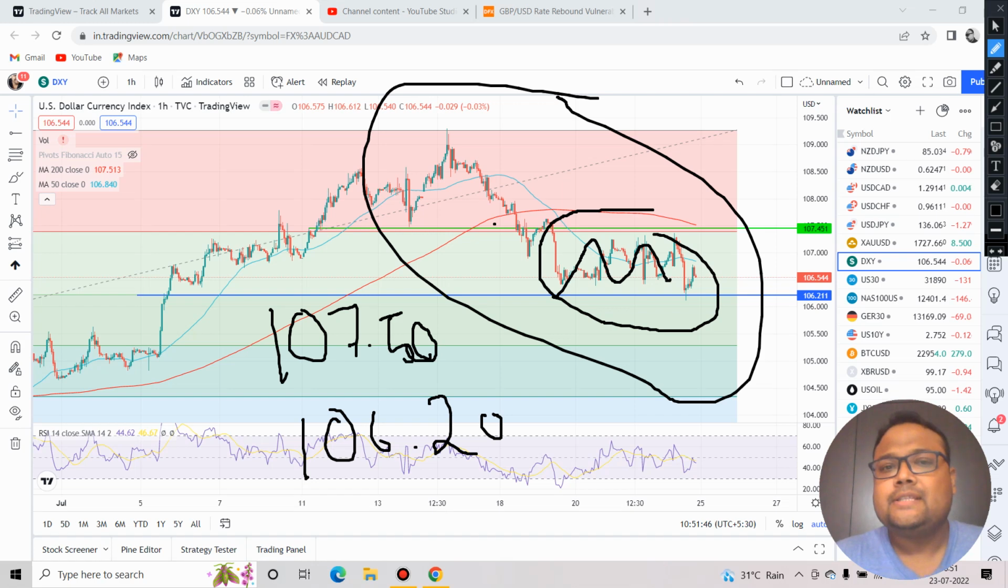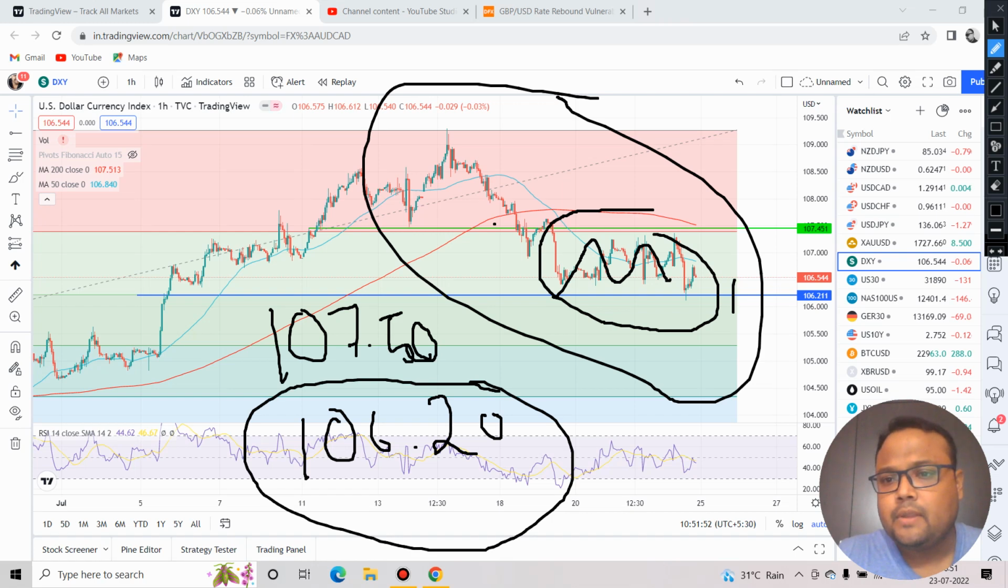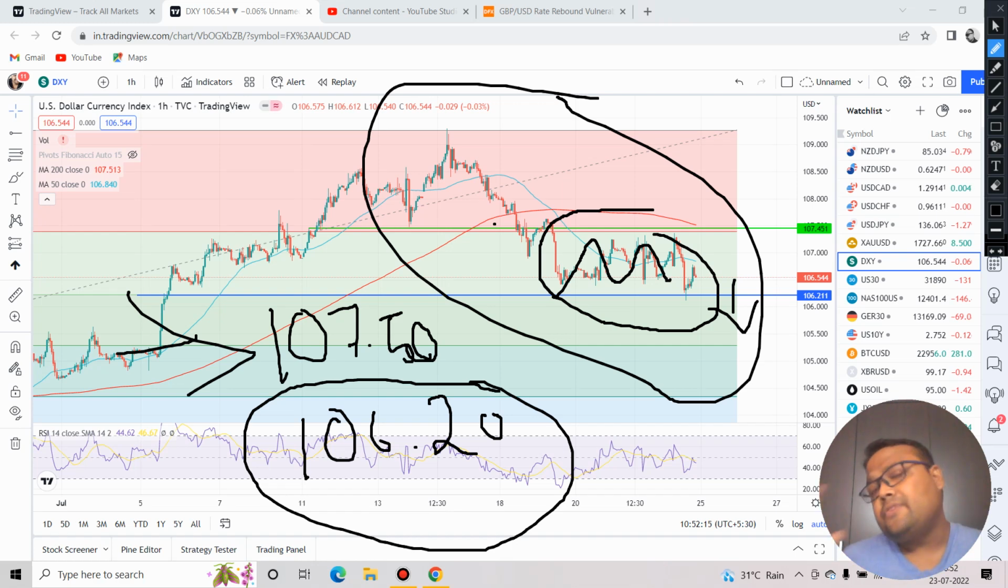But in case we see DXY breaking this 106.20 level, then there may be a further downside, and yes, there can be a temporary trend reversal on US dollar currency index, and on the other hand we will see a good upside, good recovery on GBP USD. And if DXY breaks 107.50, then obviously we will get the confirmation that the DXY US dollar is going up again, just like it was going before. So there will be further pressure on GBP USD. So keep one eye on DXY.